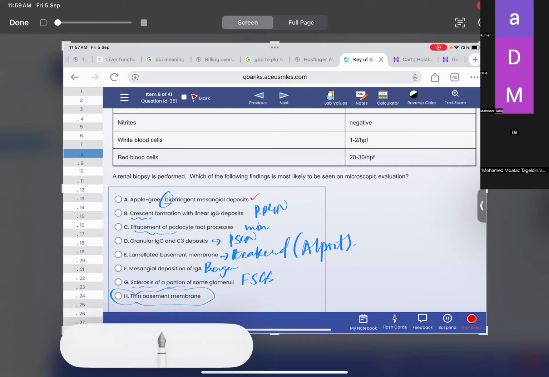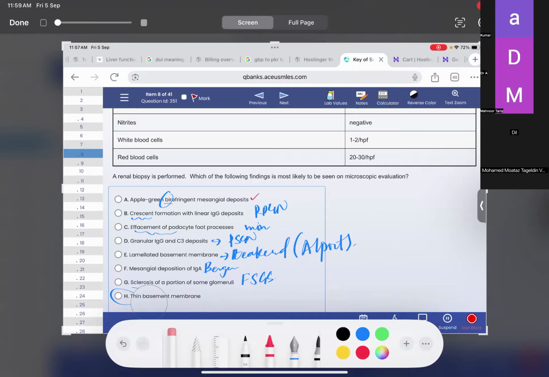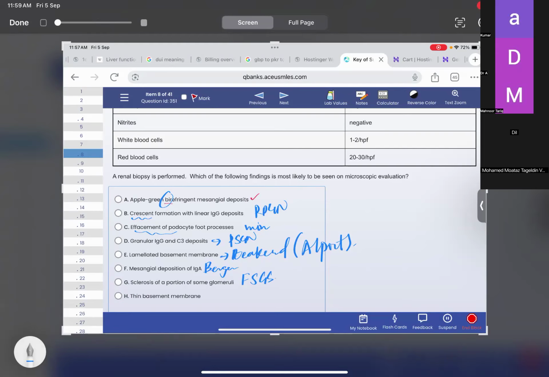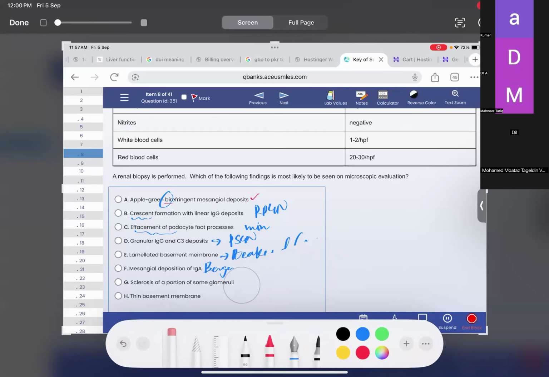So this lamellated, sir, is the same as the basket weave thing? Yeah, it's another word for it. So how did you draw it? I want to visualize how this lamellated basement membrane looks. I don't know if I have any pictures, I will look at it for you. Okay, thank you.